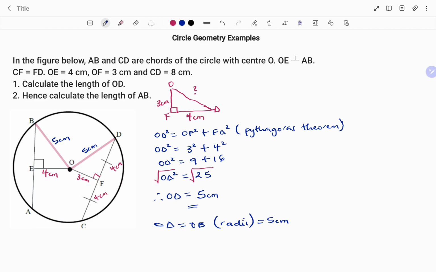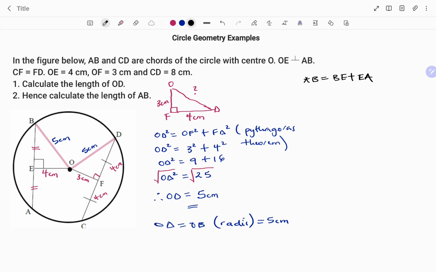Note that applying the same circle theorem that states that the line drawn from the center of a circle, if it's perpendicular to the chord, bisects the chord. And you can see the OE is perpendicular to AB as shown. Therefore, BE is equal to EA. So therefore, to calculate the length of AB, AB as shown is equal to BE plus EA.